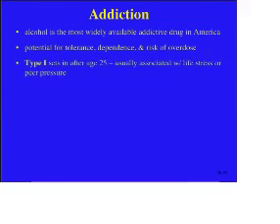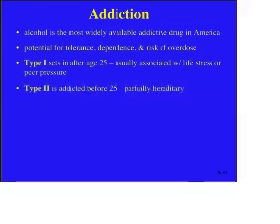Type 1 addiction usually starts after age 25, and it's often associated with life stress or peer pressure. Type 2 addiction is usually apparent before age 25 and is thought to be hereditary. There's a strong genetic component.